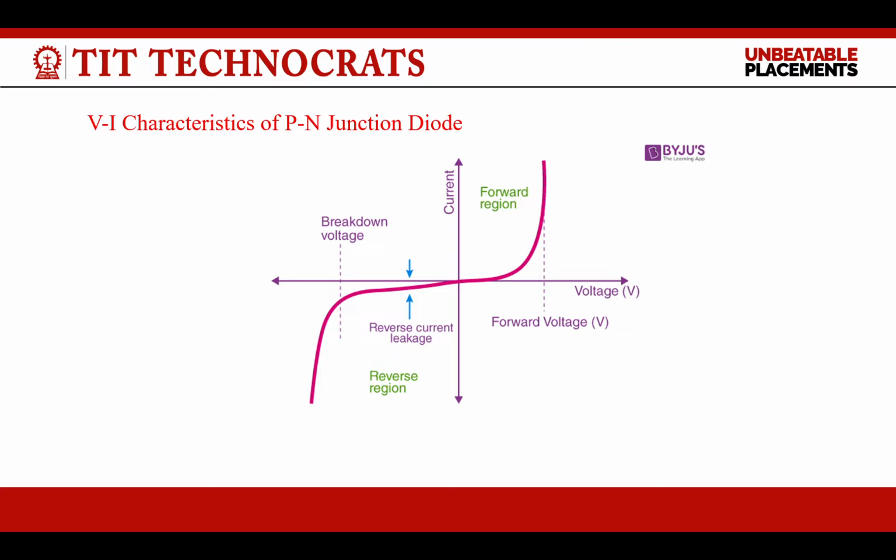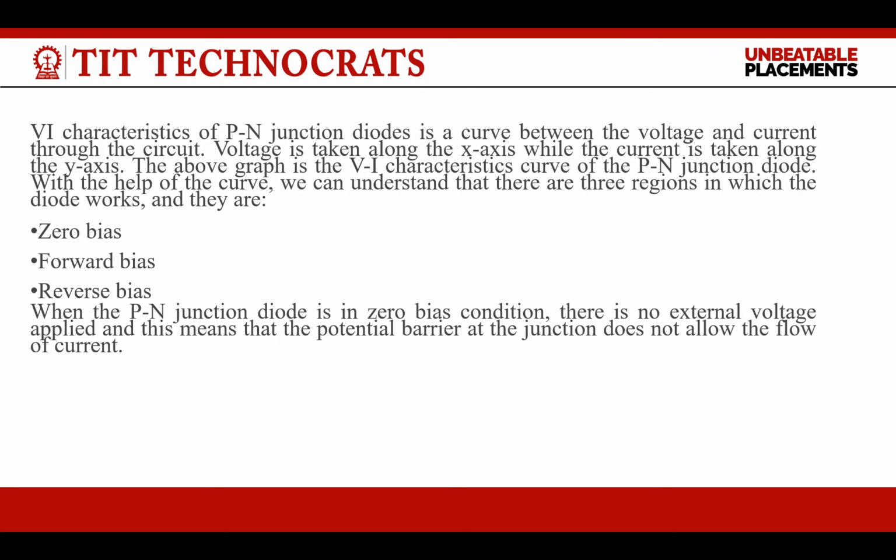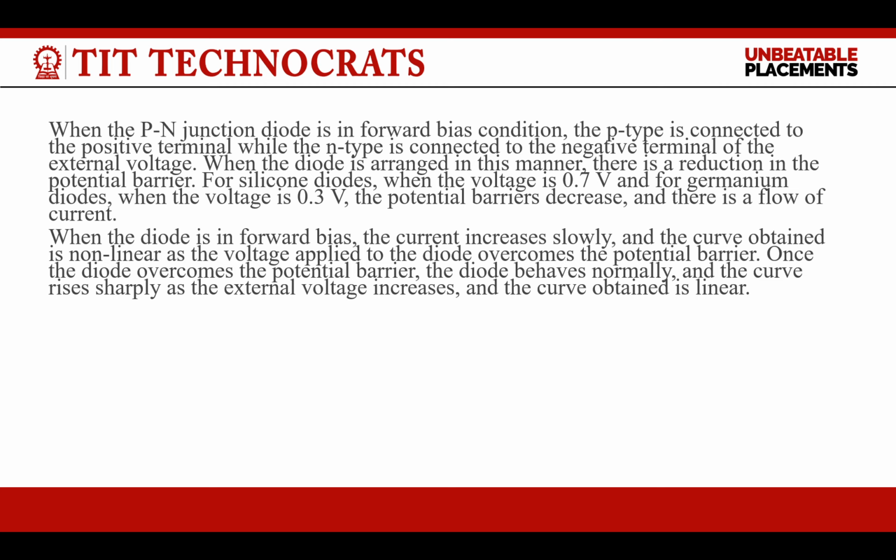This is the VI characteristic of PN junction having forward region and reverse region with a breakdown voltage in the reverse region, having zero bias, forward bias and reverse bias. When the PN junction diode is in forward bias condition, P type is connected to the positive terminal and N type is connected to the negative terminal with the external voltage. And for silicon, the external voltage is 0.7 volt, and in germanium diode, the external voltage is 0.3 volt.